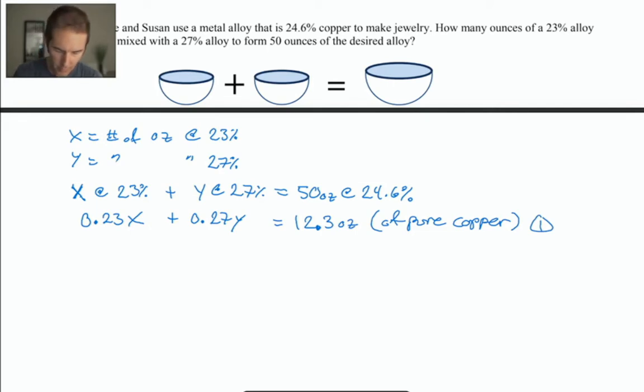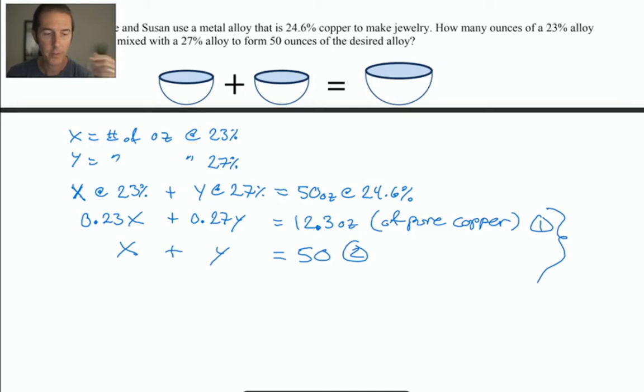We're using X ounces of one of the alloys plus Y ounces of the other alloy, and the result will be 50 ounces of our desired alloy at the 24.6%. That's equation 2. This is the system of equations that you're going to be working with. You could definitely solve this system using substitution. Take equation number 2, make it into an equation that says y equals 50 minus x, and plug it into equation number 1.